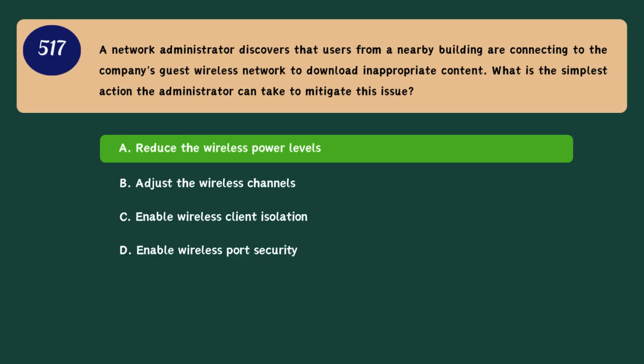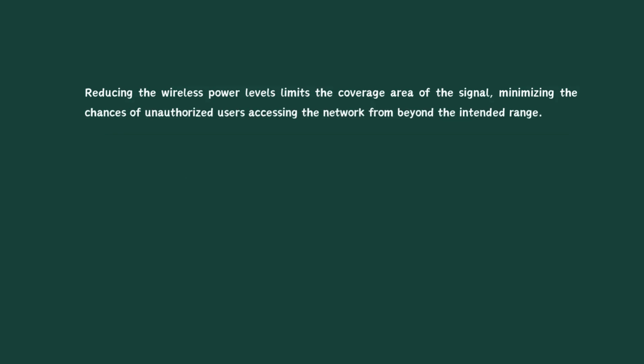Correct answer. A. Reduce the wireless power levels. Reducing the wireless power levels limits the coverage area of the signal, minimizing the chances of unauthorized users accessing the network from beyond the intended range.